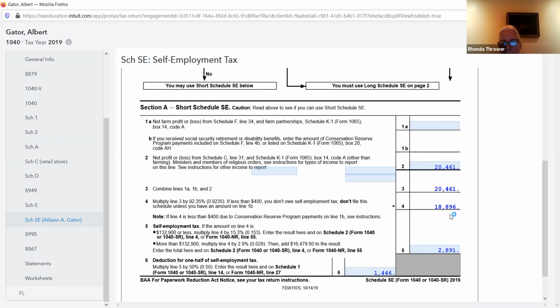And then it says if the amount on line 4 is 132.9 or less, multiply line 4 by 15.3%. So line 4 of 18,896 times 0.15% gives you 2834.